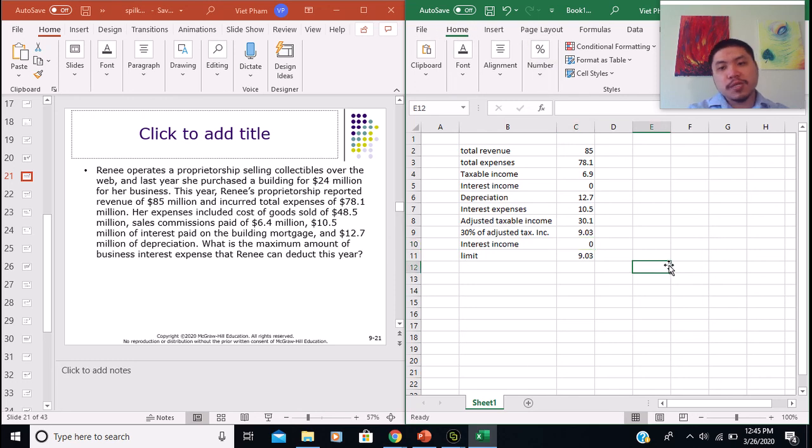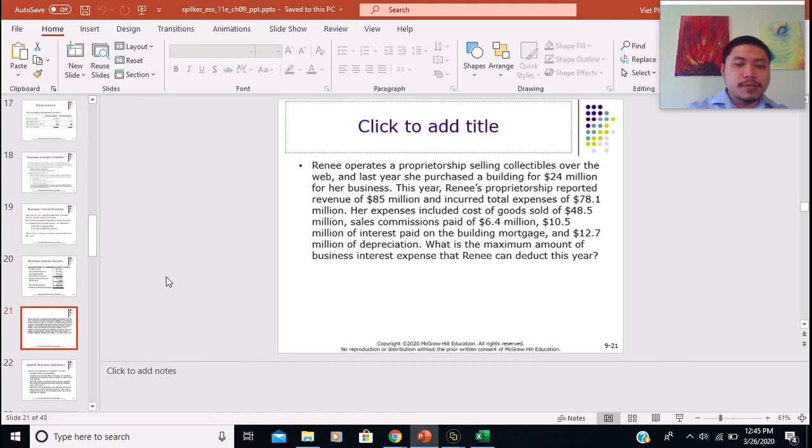So see, it's pretty straightforward. Even though it looks quite monstrous and had a lot of information, as long as we apply the formula, we can solve it. All right, and then let's get back to our slides here.